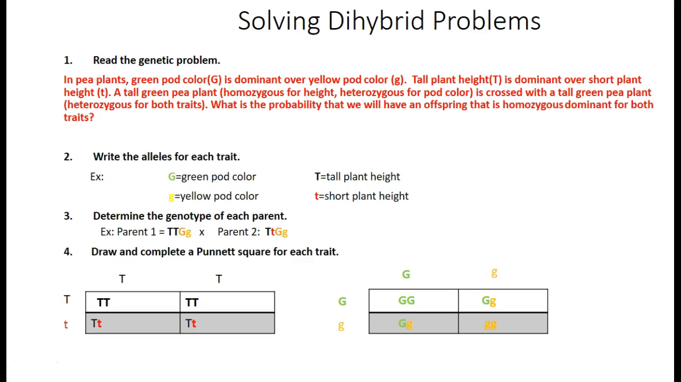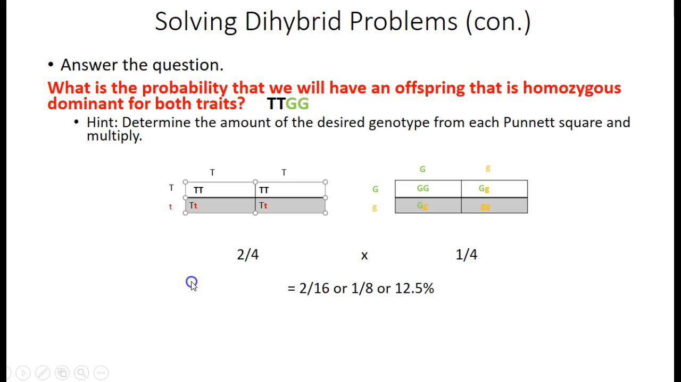So now I'm going to do the same thing for pod color. I'm going to look at these alleles with a heterozygous big G, little g, put those here. This is also heterozygous big G, little g, so I'm going to put those on the side. Then I'm going to cross those. So again, once I got my genotype, I just split them up, looked at one trait at a time, and did two monohybrid crosses.